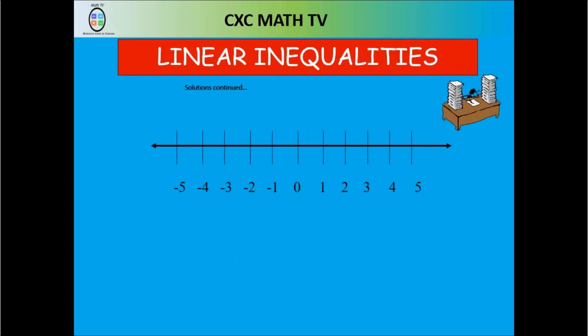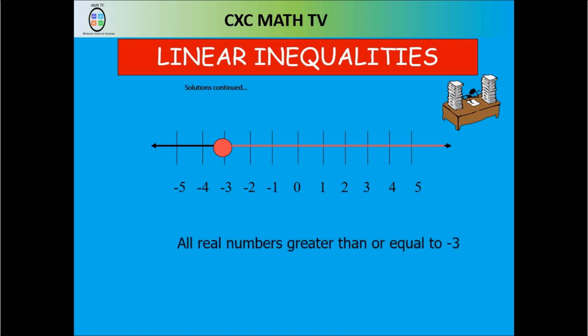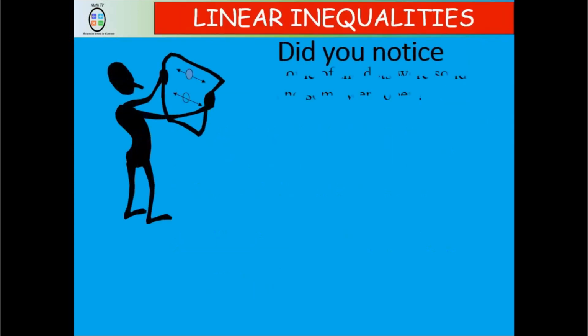Continuing. Right there, we see that it is shaded again, and we're going to the right. So we're looking at numbers bigger than -3. Bigger means greater than. So again, we put x greater than or equal to -3. And that is it. Easy. Number line, easy so far.